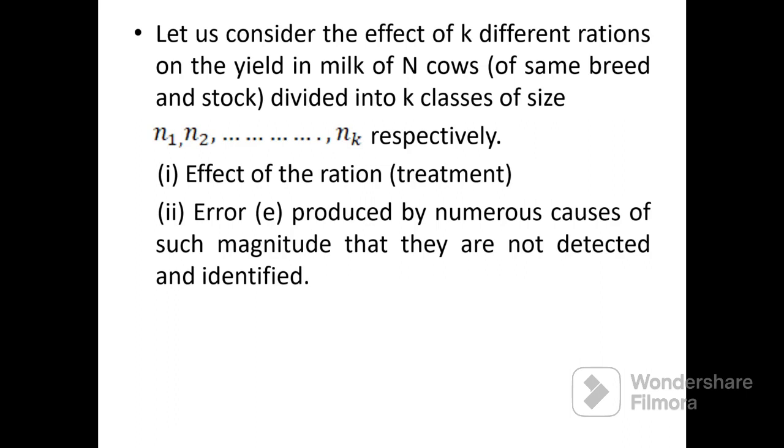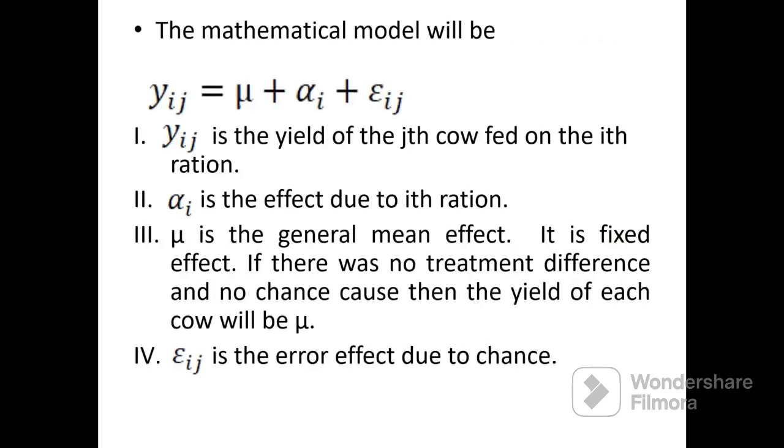So first, the effect of the ration, which we can call a treatment, and second, the error produced by numerous causes of such magnitude that they cannot be detected and identified. So this is the mathematical model we'll be using in one way ANOVA. On the left hand side, we have the yield of milk given by the jth cow while given the ith ration. And on the right hand side we have mu, that is the general mean effect.